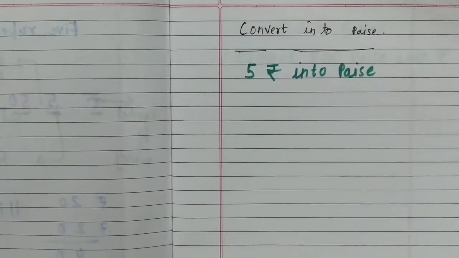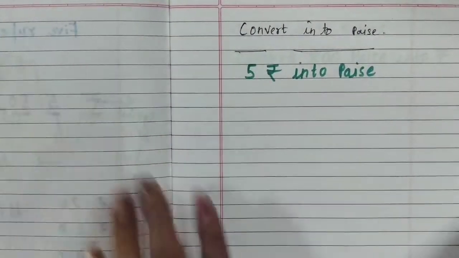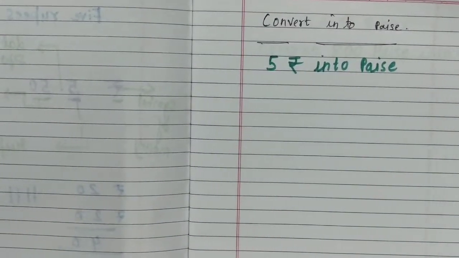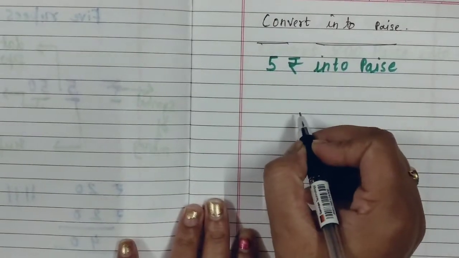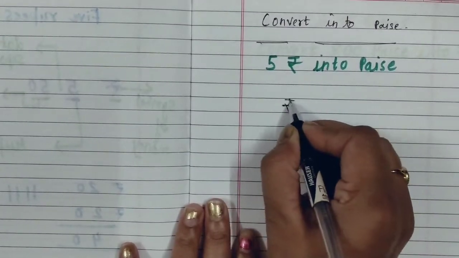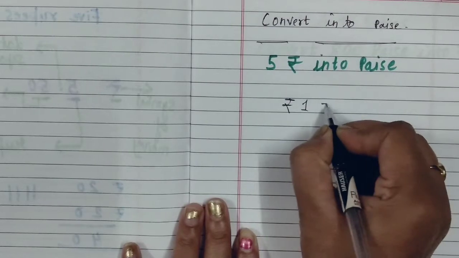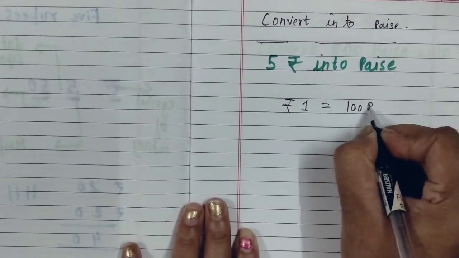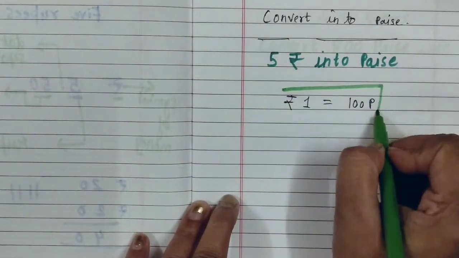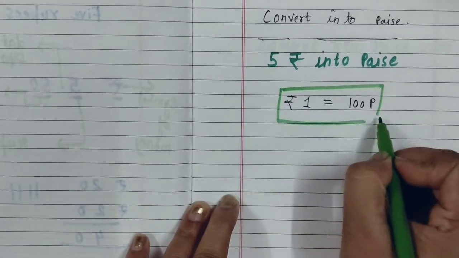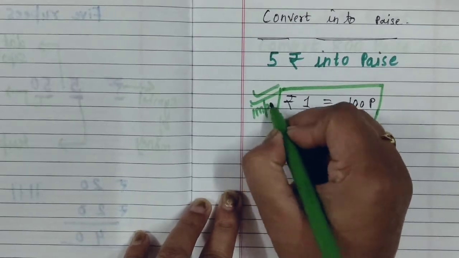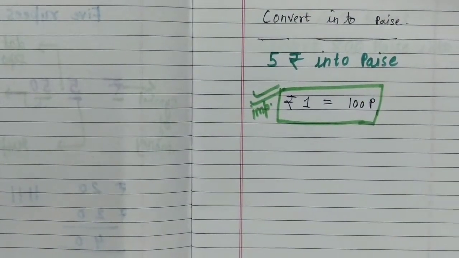So how are you able to do this conversion? Children, for understanding this, firstly you have to remember that 1 rupee is equal to 100 paise. This is the key point that we have to learn. This is very important and this is a fact. Now, 1 rupee is equal to 100 paise.